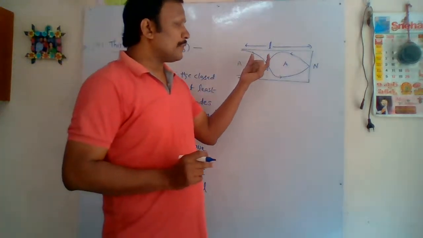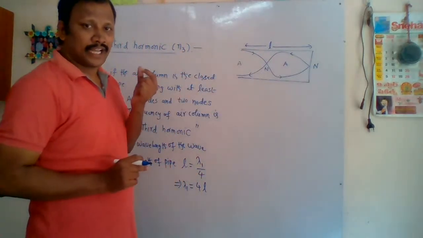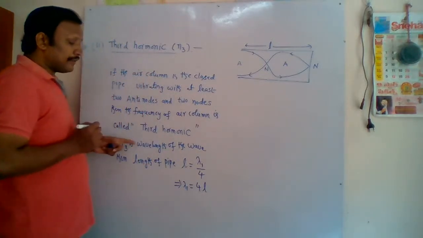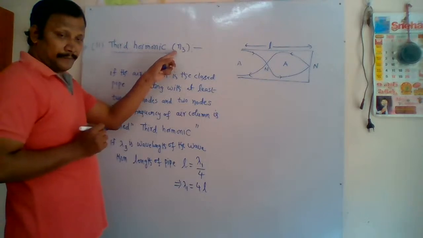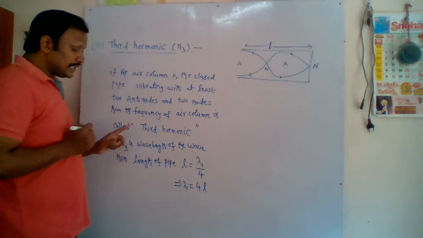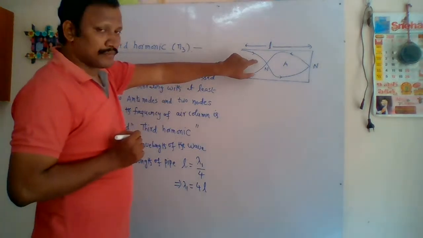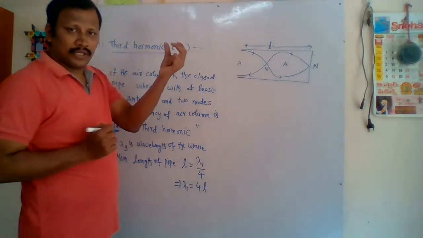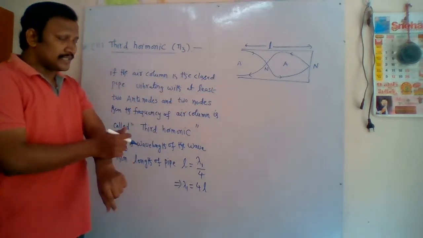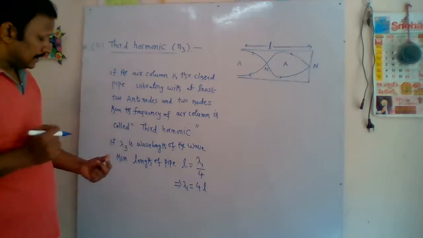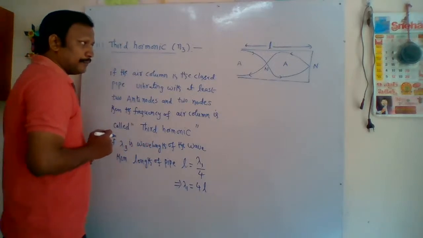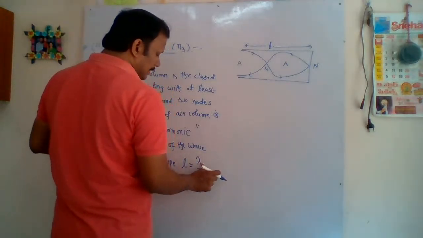Now in this situation, wavelength. In the first situation, the wavelength of the wave was lambda 1. Here I am taking lambda 3. If lambda 3 is the wavelength of the wave and frequency is N3, okay? The wavelength will change according to first harmonic and third harmonic. Frequency will change, and at the same time wavelength will change. If lambda 3 is the wavelength of the wave, then the length of the pipe is equal to how much?